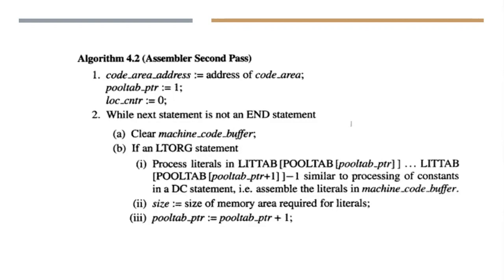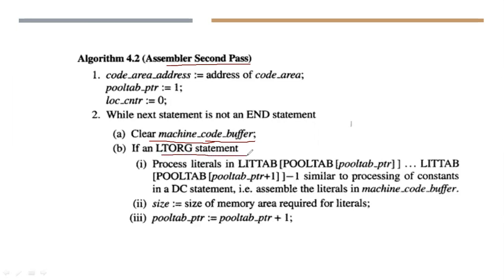Next is clear machine code buffer. Whatever is there in the machine code buffer right now will be cleared, because this assembler's pass 2 is going to generate a new machine code. That's why this clearing is required. Next is what to do if LTORG statement is encountered.